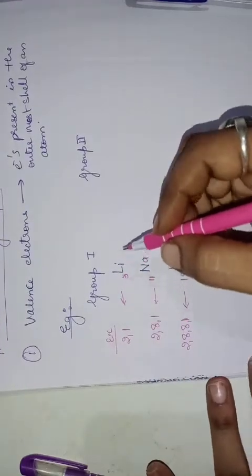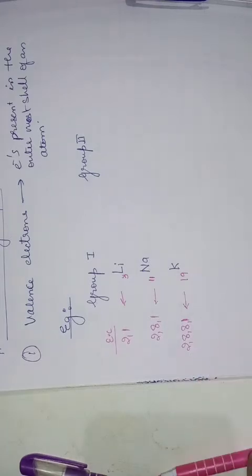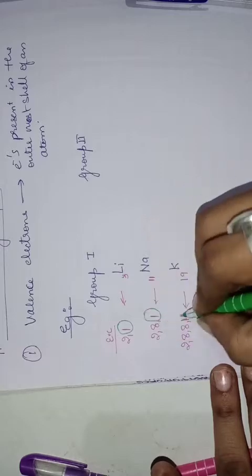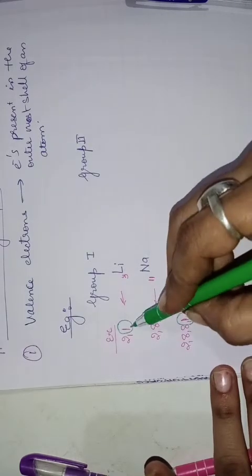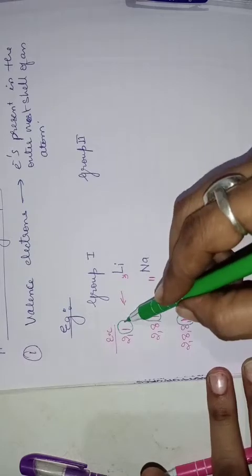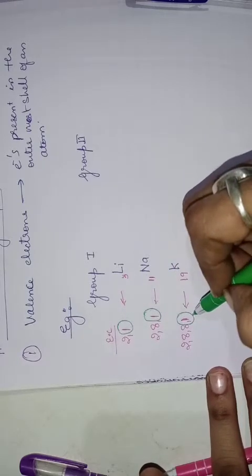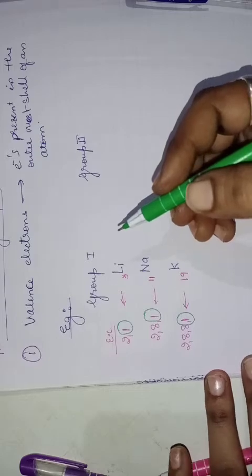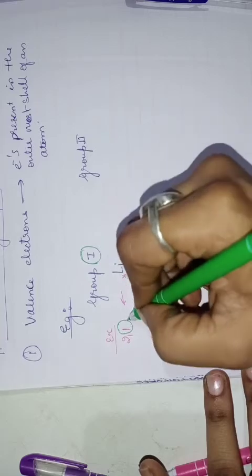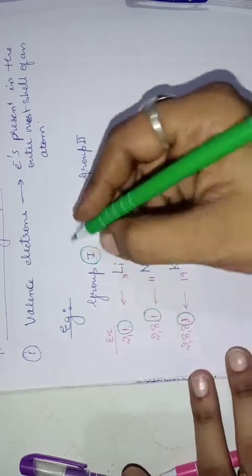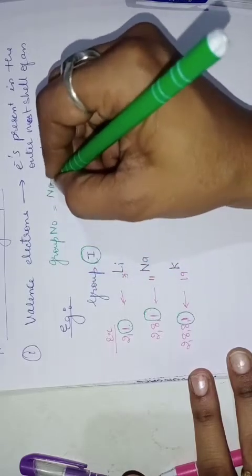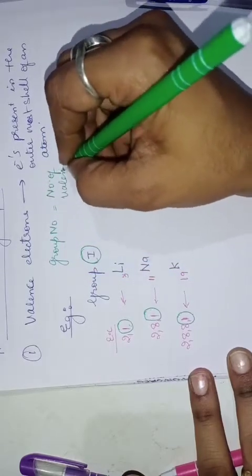Now children, when we say valence electrons, it means electrons present in the outermost shell. So this is the outermost shell. Yes or no? What is in the outermost shell? Valence electrons. Now how many are these electrons? One each in all the elements of group 1. So here the group number is equal to the number of valence electrons.